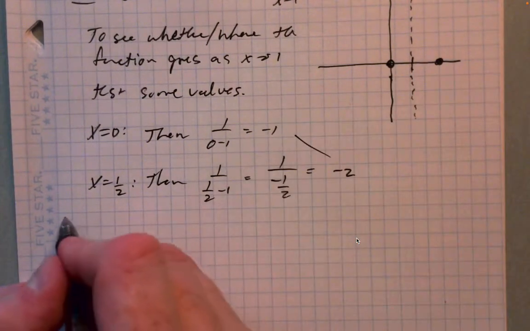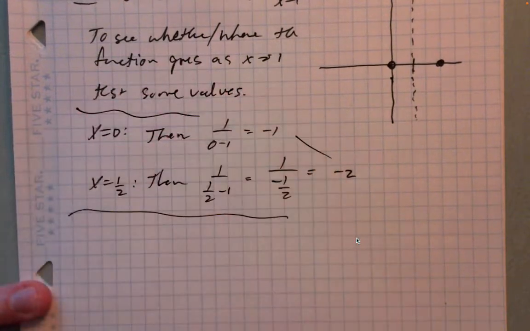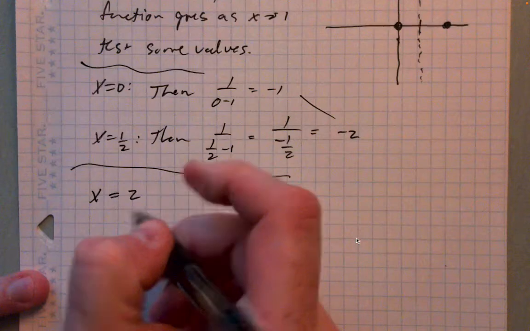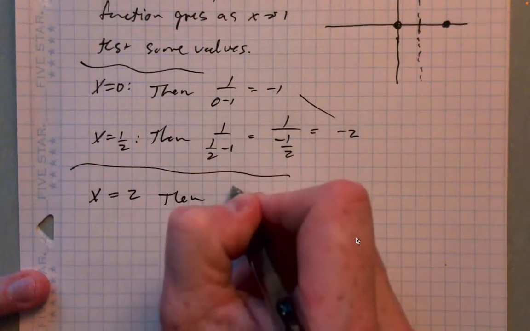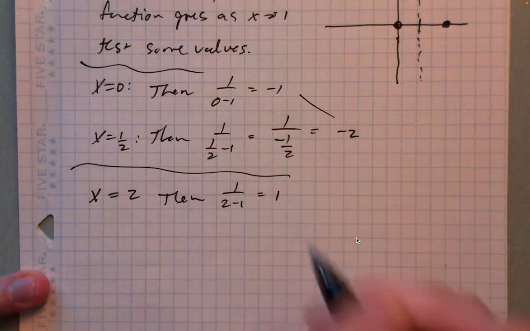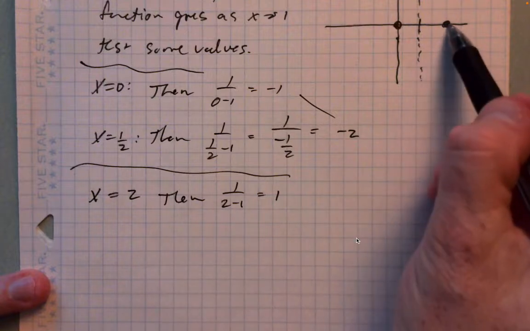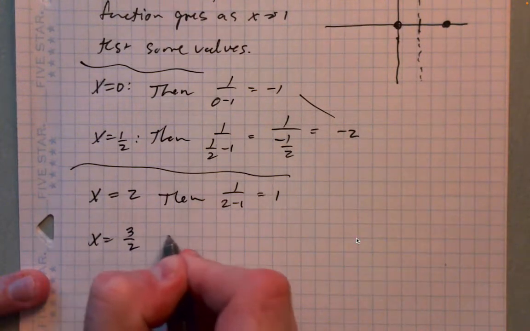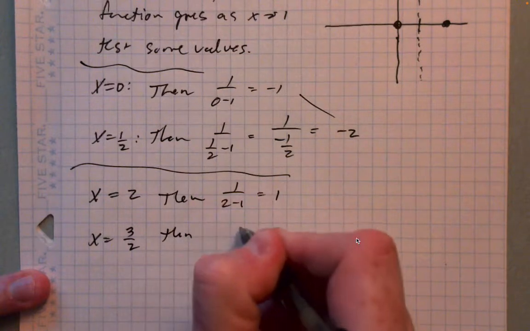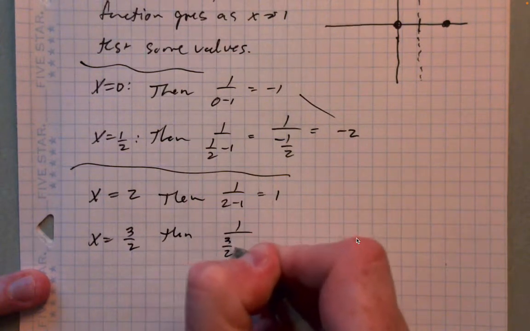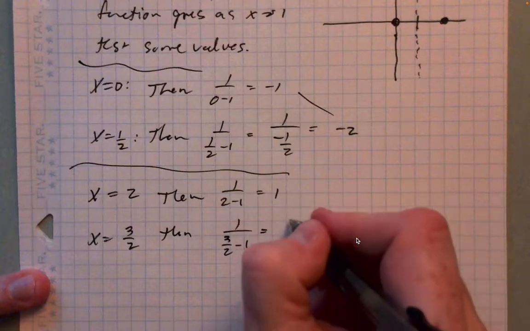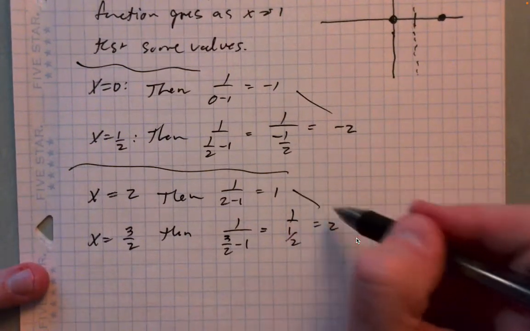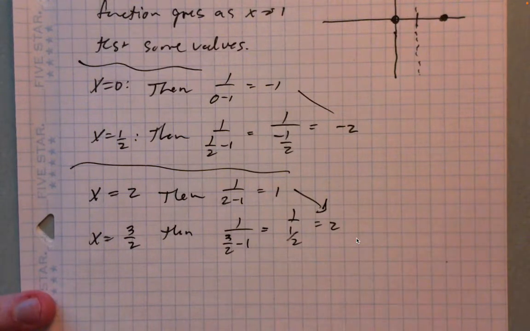And let's test on the other side. If we test on the other side, let's go ahead and let x equal 2. And we would get 1 over 2 minus 1 is 1. Right, so that would be this guy. Let's test 1.5. And we would get 1 over 3 halves minus 1, which would be 1 over a half, which is 2. Okay, so we can see that these are increasingly positive.